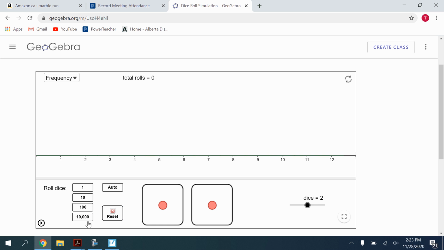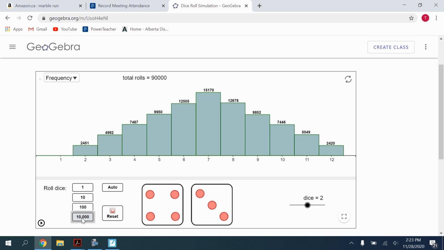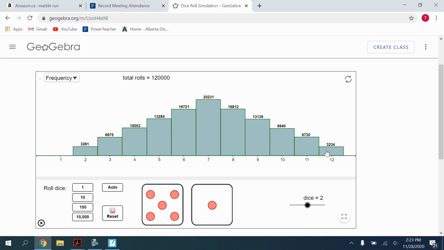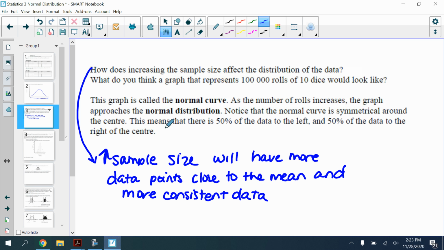So I did 120,000 there. If I did it here, it would look very similar for that. So that is what we're talking about when we say we increase the sample size. We'll have more consistent data.